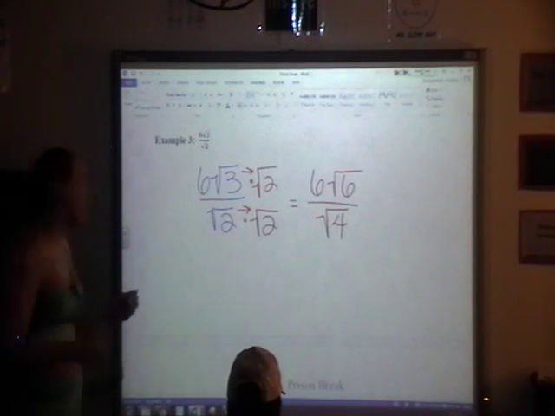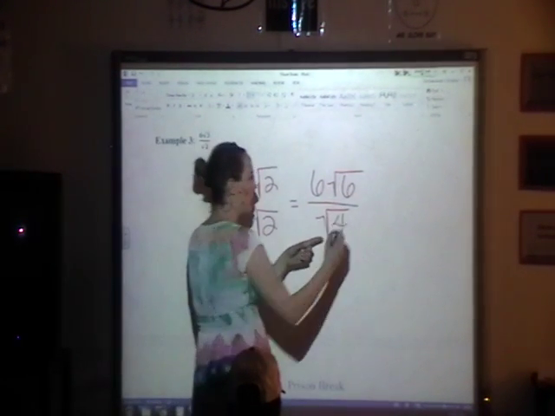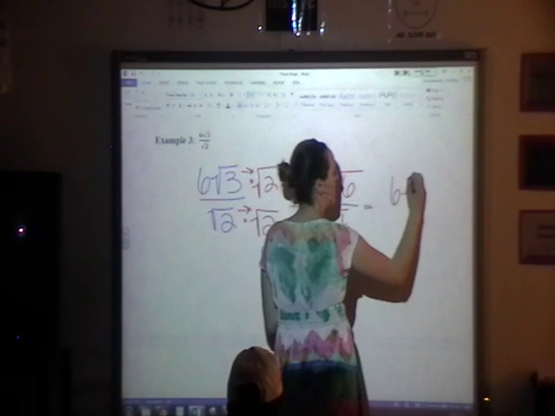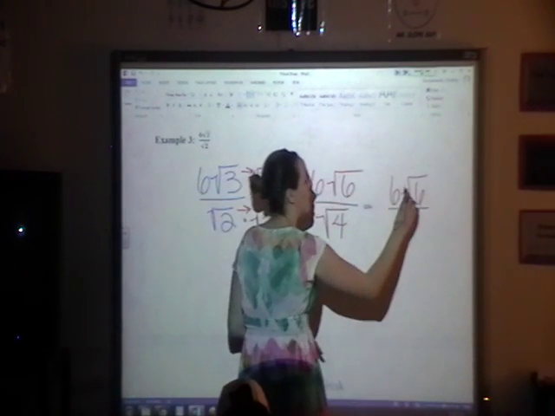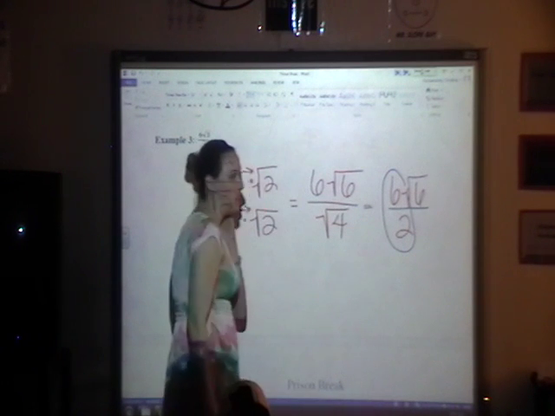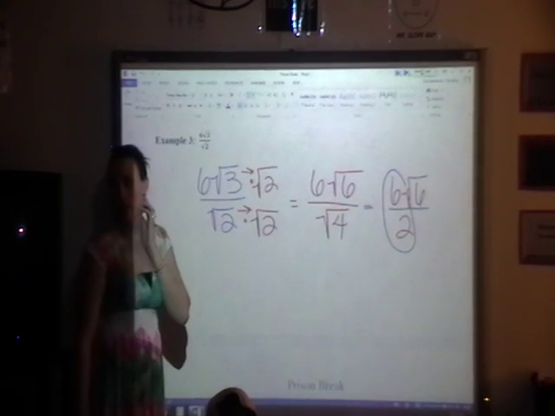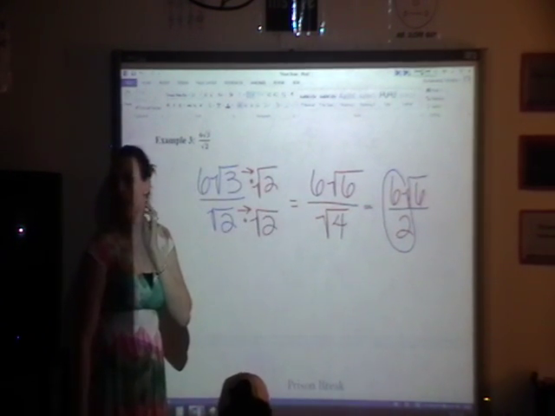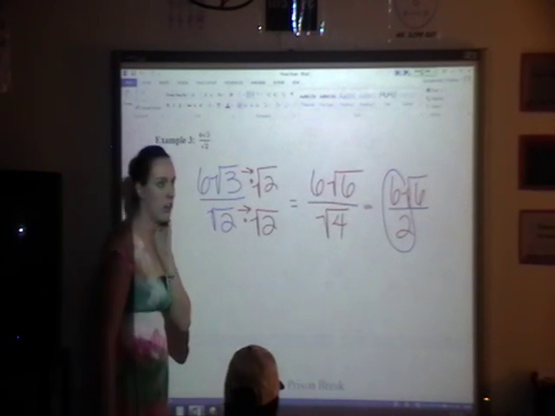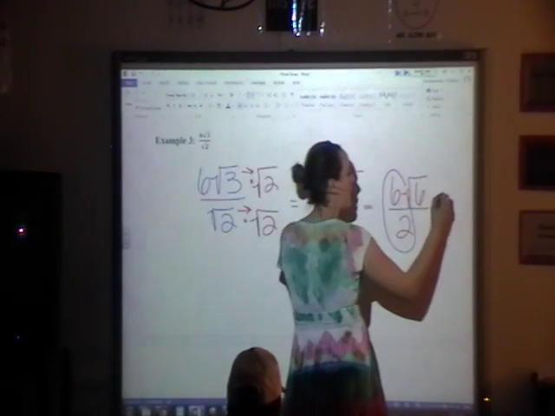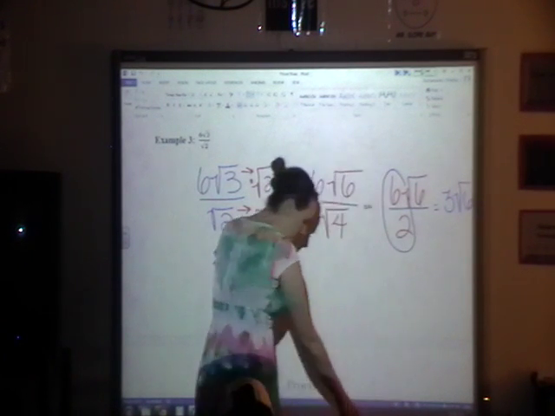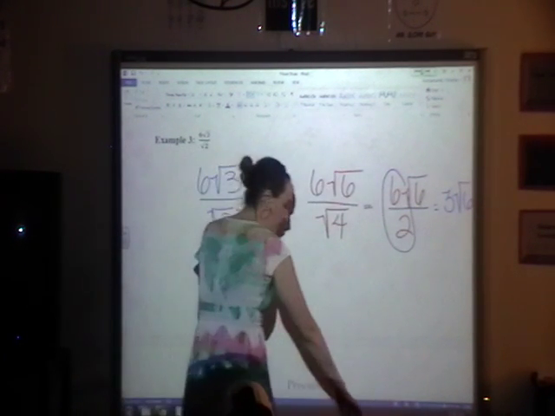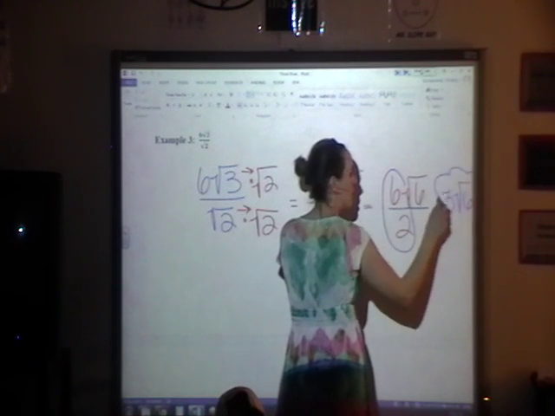Yep. Bust that guy to prison. What is the square root of 4? 2. So we have 6 radical 6 over 2. Last but not least, check your whole numbers. Do we know what 6 divided by 2 is? Can we simplify that? 2 can go into 6 3 times, square root 6. So your answer would be 3 radical 6.